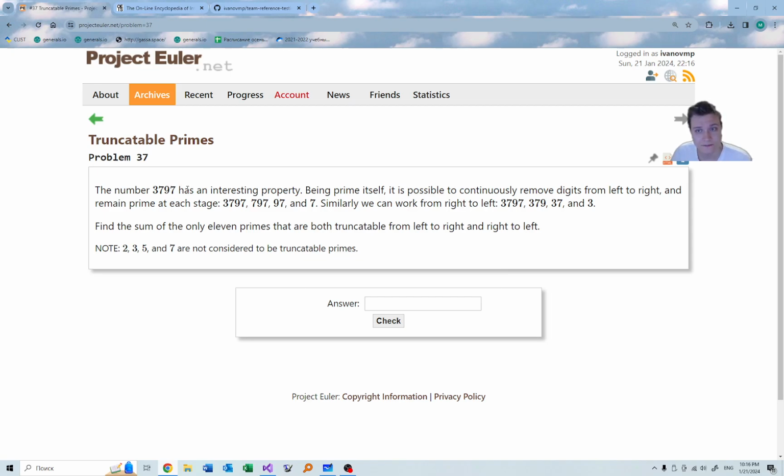It is prime, and also, while we remove digits from left to right, it remains prime. And similarly, from right to left, it also stays prime. We need to find the sum of the only 11 primes that are both truncatable from left to right and right to left.